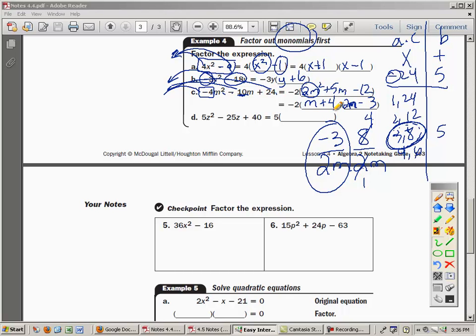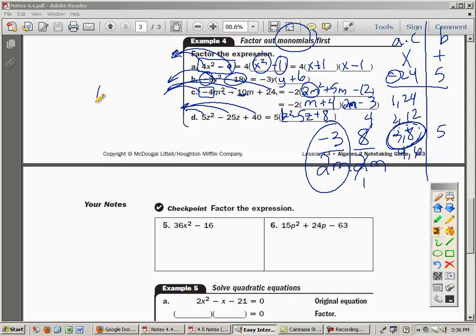What about letter D? Well, in letter D, we can simply factor a 5 out. Every term is a multiple of 5. So if I factor a 5 out, I end up with z squared minus 5z plus 8. Now, we can use the snip method or we can use what we used yesterday, because the leading coefficient inside of here is a 1.